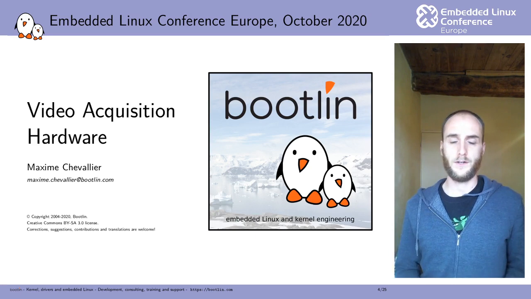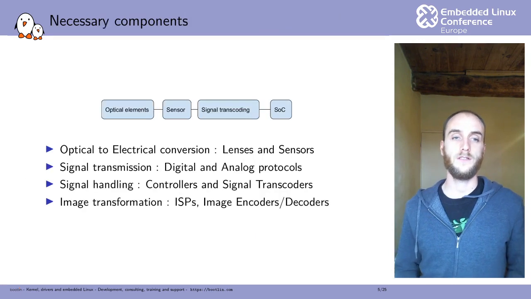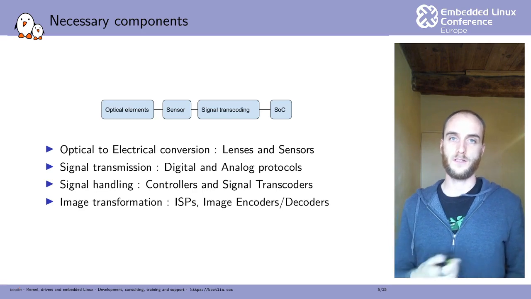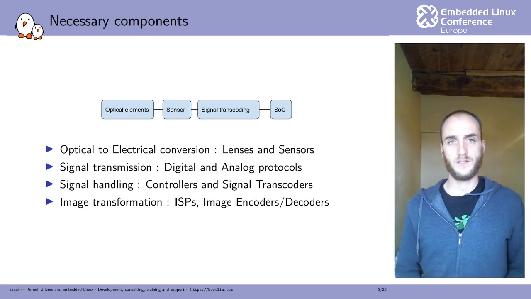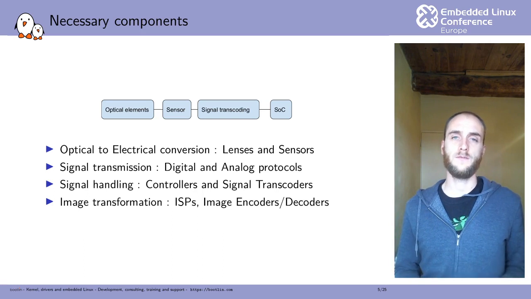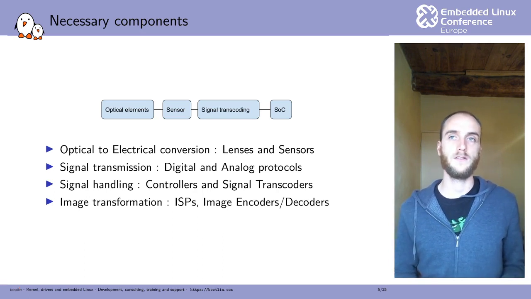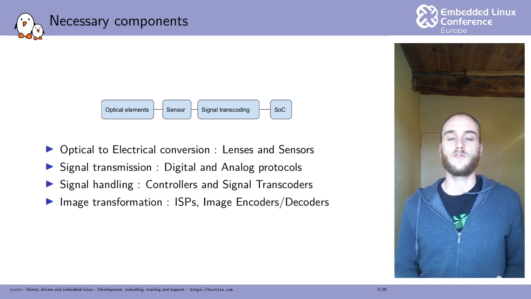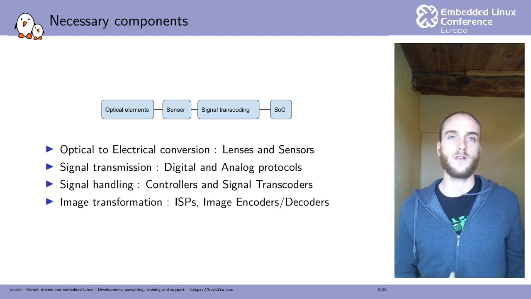So to acquire an image, what you will need is what we call a sensor. So the sensor is going to acquire the image, transform an optical signal into an electrical signal. Before this sensor, you have a lot of optical elements that are here to focus the incoming light, filter it, and alter it in some ways. And after the sensor, you will have some components that are dedicated to transcoding the signal from what the sensor can output into something your system on the chip can understand.